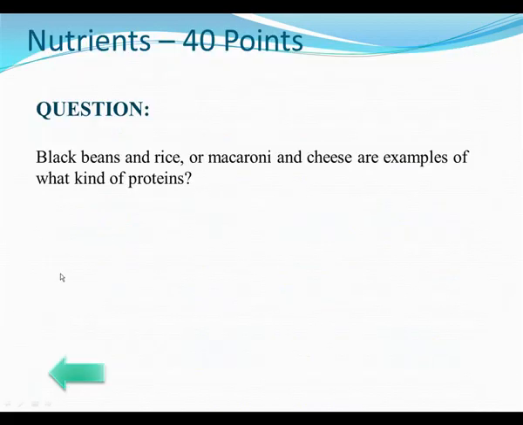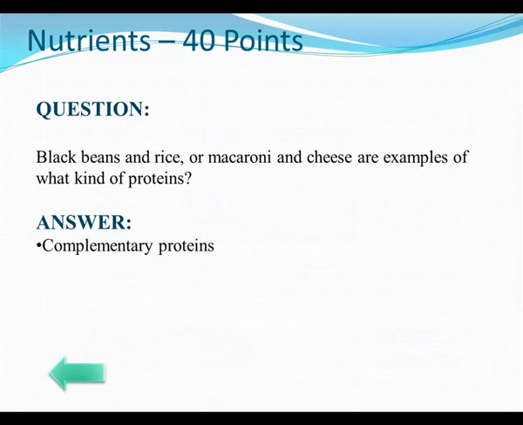Black beans and rice, macaroni and cheese are examples of what kinds of proteins? Answer, those are complementary proteins. Remember, there are proteins out there that are not just meat. So in a patient that is, for instance, a vegetarian, or a patient that, for whatever reason, doesn't consume as much meat as to meet all of their protein needs, you can combine incomplete proteins to make a complete protein. And you need to be aware of those things so you can teach patients about it. Somebody might not think of macaroni and cheese as having protein in it, but it does.